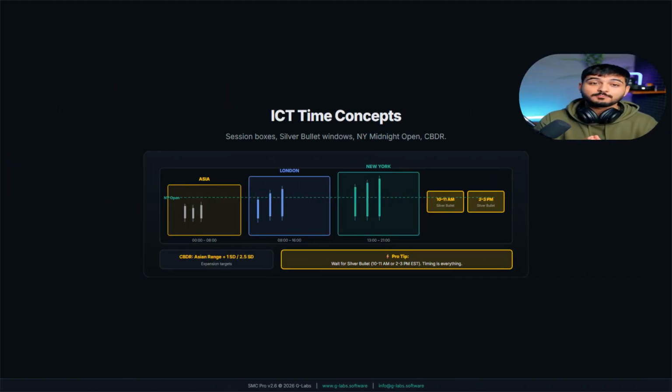ICT trading is as much about when as where. The NY Midnight Open is the true day open at midnight New York time, a key bias level. Silver bullet windows are 10 to 11 a.m. and 2 to 3 p.m. Eastern, the best FVG entry times. CBDR is the Asian range plus standard deviation projections. Session boxes show Asia, London, and New York ranges. Set your GMT offset correctly so these times align with your broker.